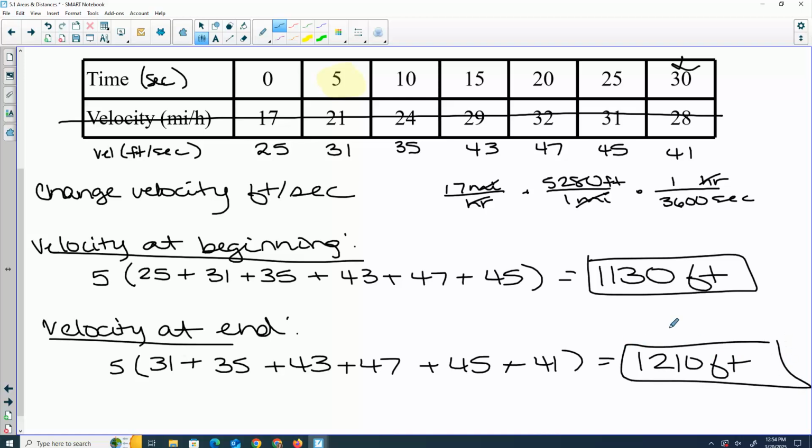So our true distance is in between those two numbers, right? Somewhere between 1,130 and 1,210 feet. We just found over and under estimates for the distance traveled.